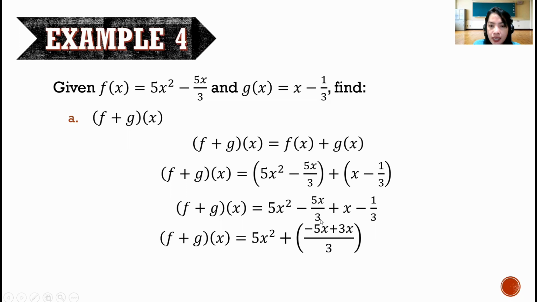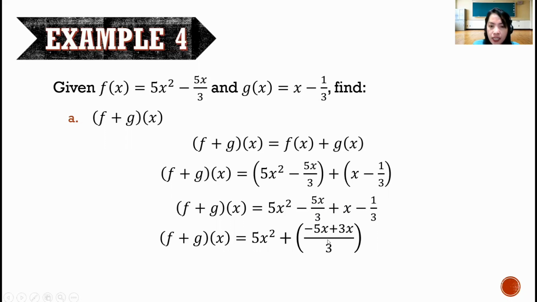And then, since 3 naman na ang denominator ng negative 5x, just copy the numerator 5x. And do not forget to include the negative sign plus the sign of x. Ang denominator ng x ay 1. 3 divided by the denominator of x, which is 1, that is 3, times the x, so that is 3x. Kung i-simplify natin to, 3x over 3, babalik din sa x.